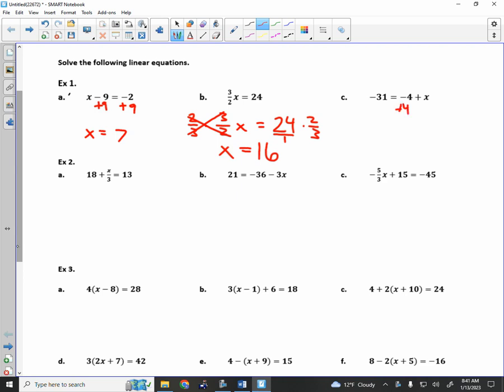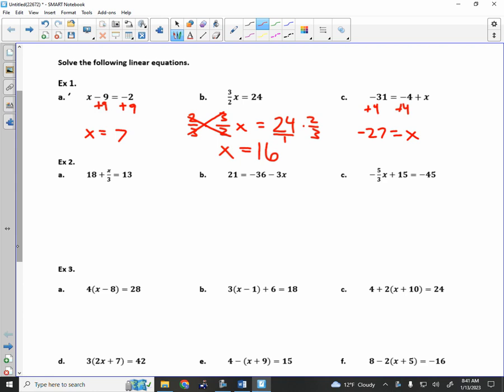So you don't look at the operation. You look at the value of the number. If it's a negative 4, you add 4. If it's a positive 4, you subtract 4. So we add 4 to both sides. We get negative 27 is x. So that's a basic review of one-step equations.